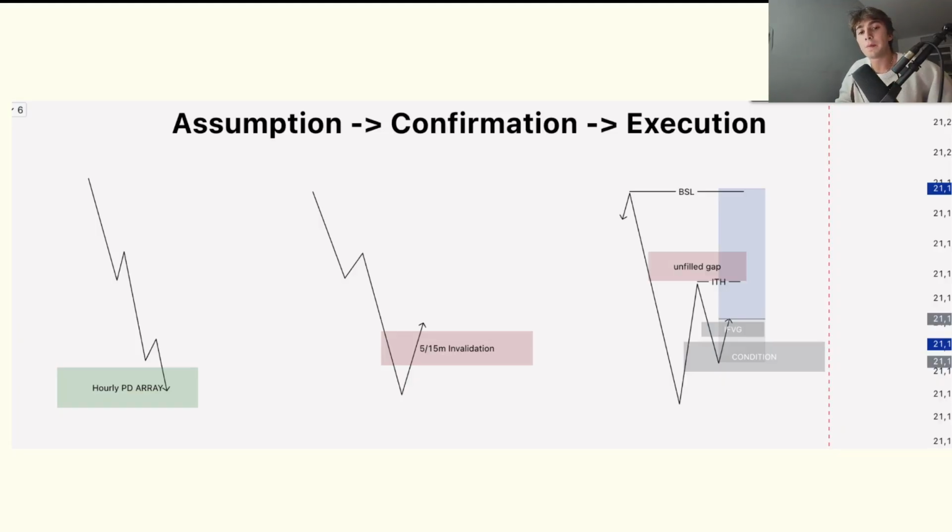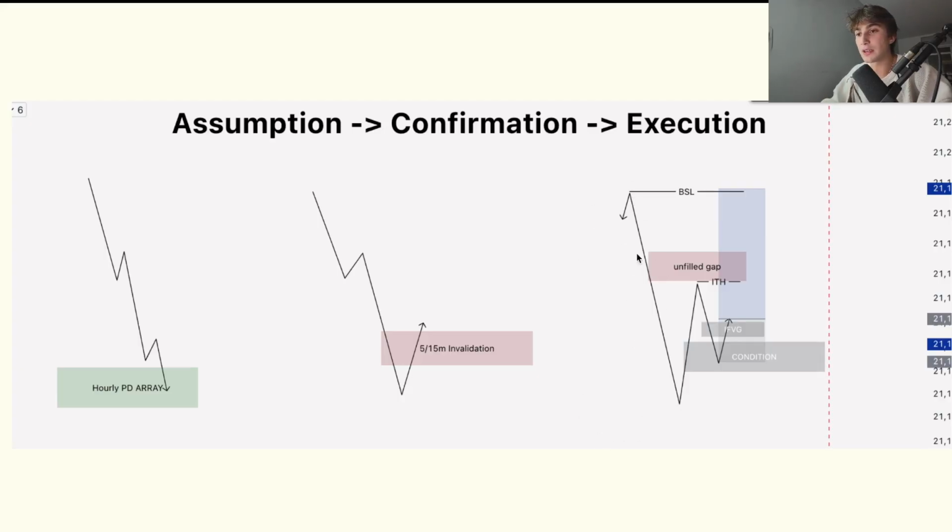So one way we can start to build confirmation is after we get an hourly PD array traded into, we can look for a 5 or 15-minute fair value gap to get invalidated. Very simple way, right? So we trade into an hourly fair value gap, and now we get a reaction, and we inverse a 5 or 15-minute fair value gap. Now that's our confirmation that we want to go higher, most likely, right? But what do we look for now? We look for a condition.